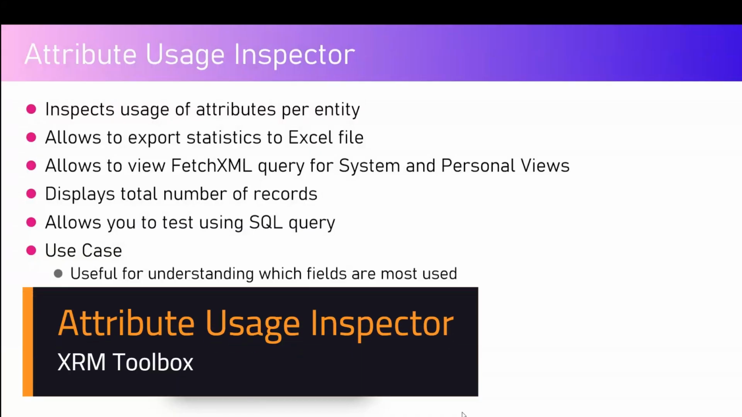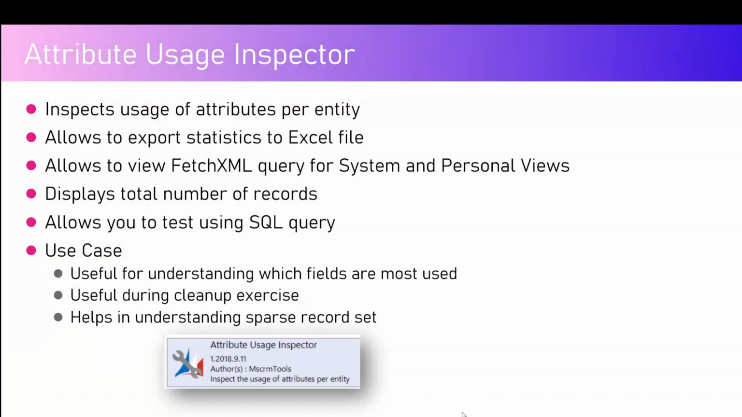In this video, I'm going to talk about one of the tools within XRM Toolbox called Attribute Usage Inspector. Now, Attribute Usage Inspector is a tool that basically allows you to inspect the usage of attributes or fields per entity. What does that mean? It will find out how well the column is used within your table.